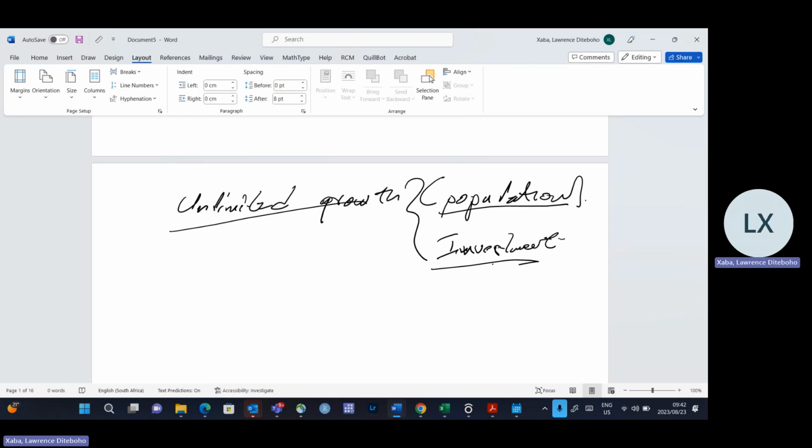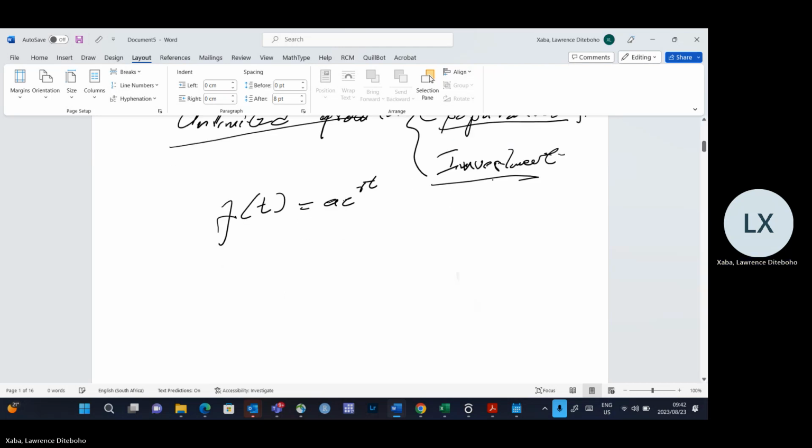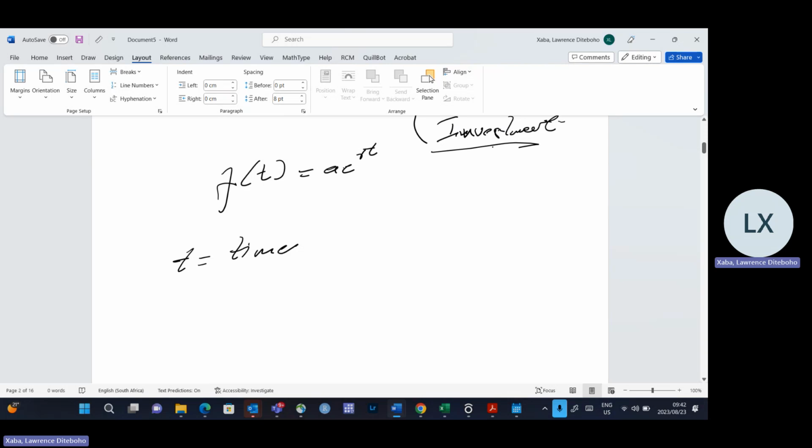And in that, for us to model the unlimited growth, we are given a function where f(t) equals a e to the power rt, whereby we say t in this case represents time, while our a and r, they are our constants. This is our constant. Looking at this formula.